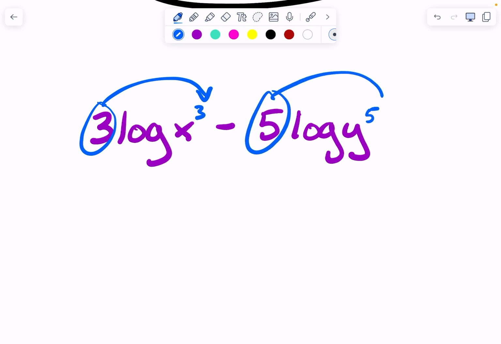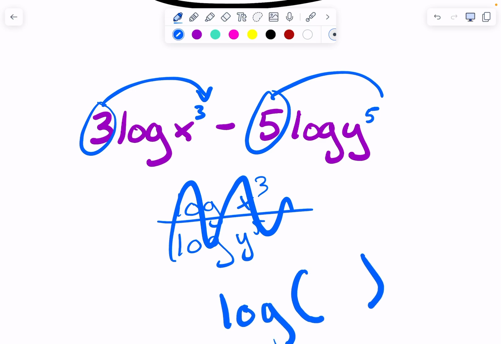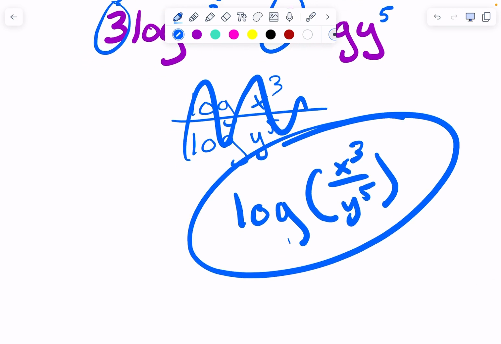Minus means divide. Now, there's a couple things that I saw that were wrong. Here's what's wrong. They're not the same base. Log x cubed over log y to the 5th, no. We're condensing. We want 1 log. So this is not right. 1 log, and then I have those things that are dividing. X cubed over y to the 5th. Yep. This is the correct answer. You're just dividing the things that come at the back of the log.